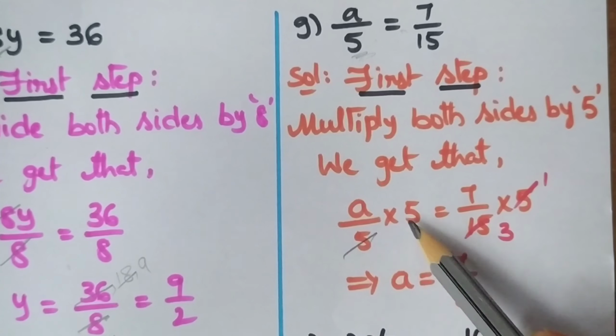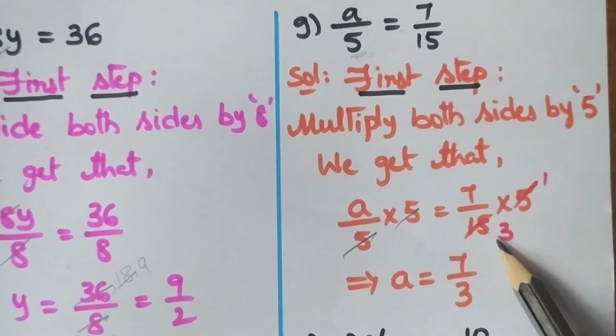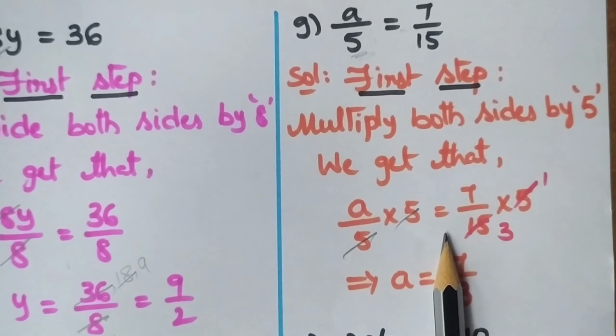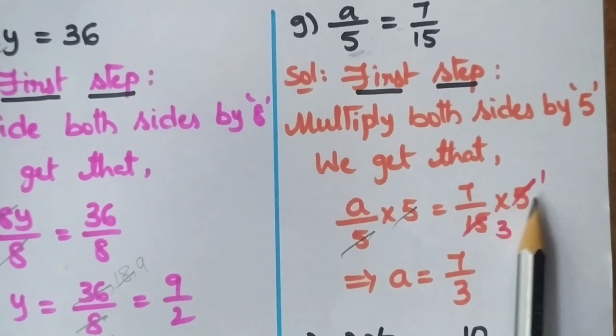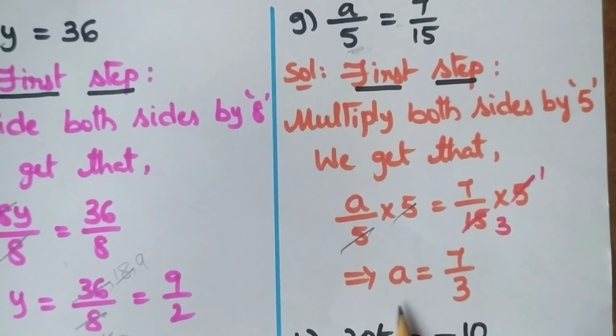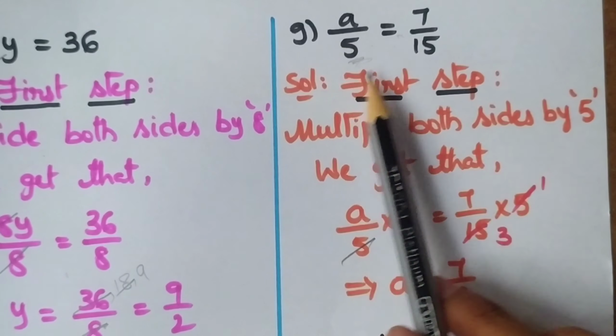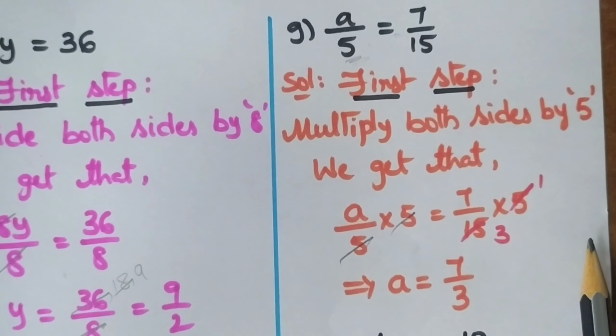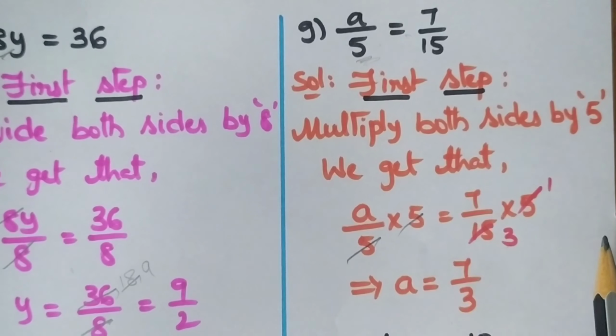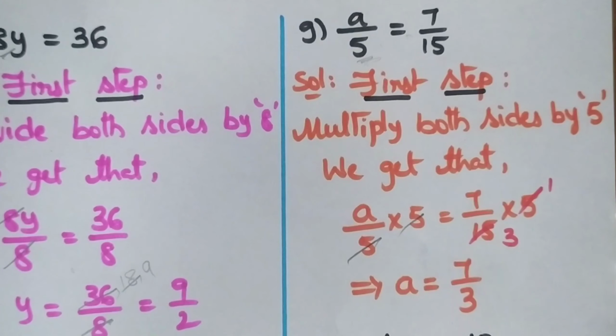Now here let us cancel 5 and 5, and 5 3s are 15. So it is a is equal to 7 by 3, 7 into 1 by 3, nothing but 7 by 3. So a is equal to 7 by 3. Therefore a by 5 is equal to 7 by 15, where a equal to 7 by 3 is the answer. So with this, g bit gets completed.